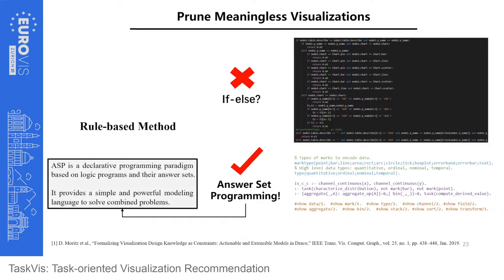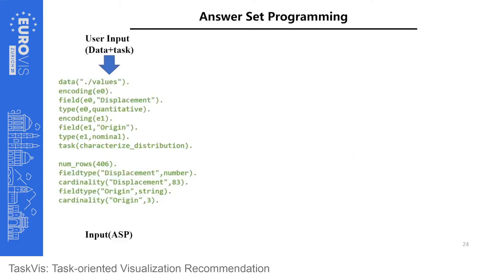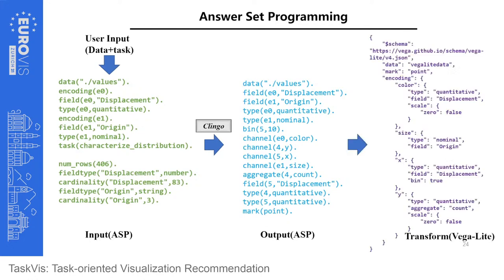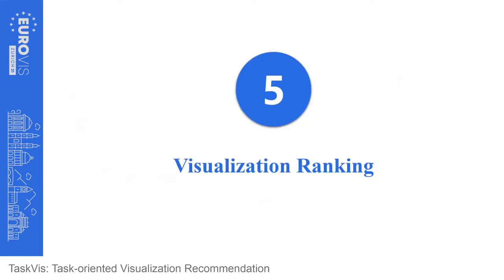ASP is a dedicated programming paradigm based on logic programs and their answer sets. It provides a simple but powerful modern language to solve combinatorial problems. This is an example. The user's input will be automatically converted into ASP constraints, then sent into Clingo software along with the rules. Clingo emulates all the candidate visualizations in ASP constraints and finally transformed into Vega-Lite. The last module is visualization ranking.